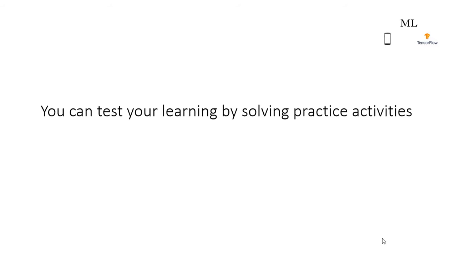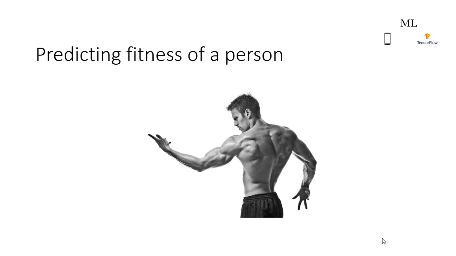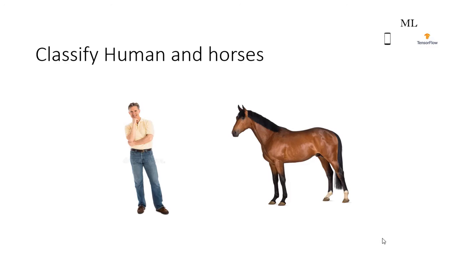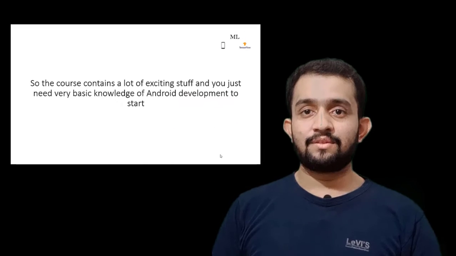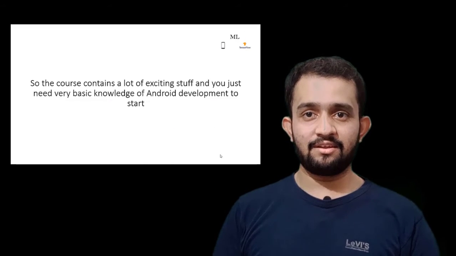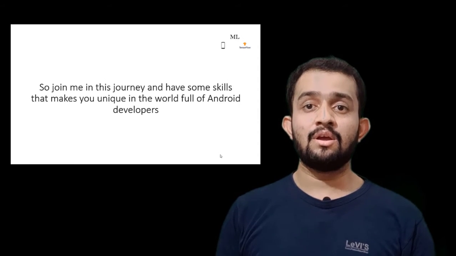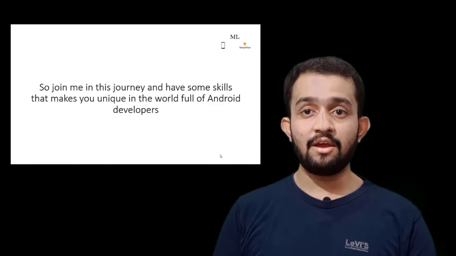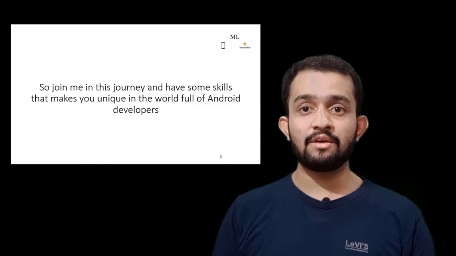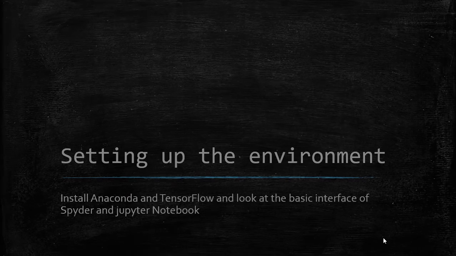During the course, you can test your learning by solving practice activities. In the first practice activity, you will train a model to predict the fitness of a person based upon his height and weight. In the second practice activity, you will work on the humans and horses problem. So, the course contains a lot of exciting stuff, and you just need very basic knowledge of Android development to start. So, join me in this journey and gain skills that make you unique in a world full of Android developers.